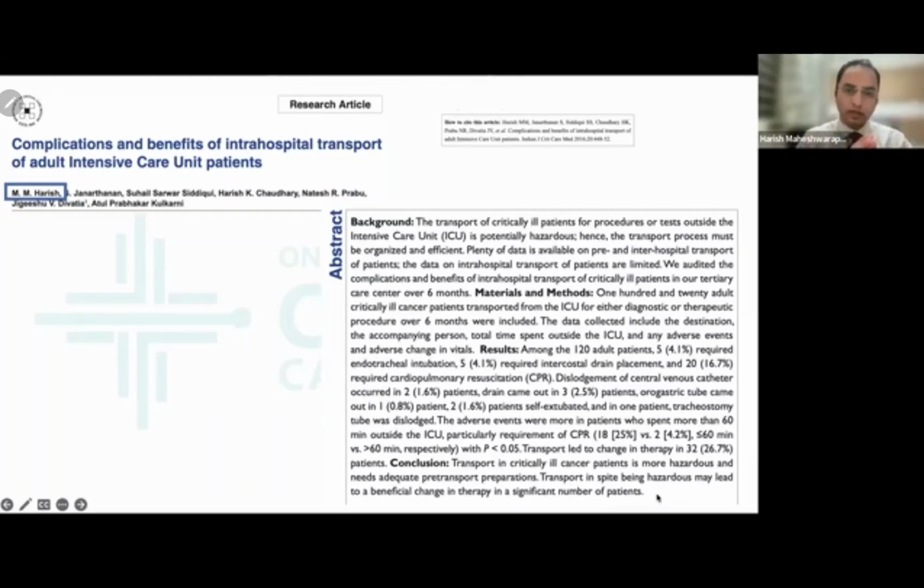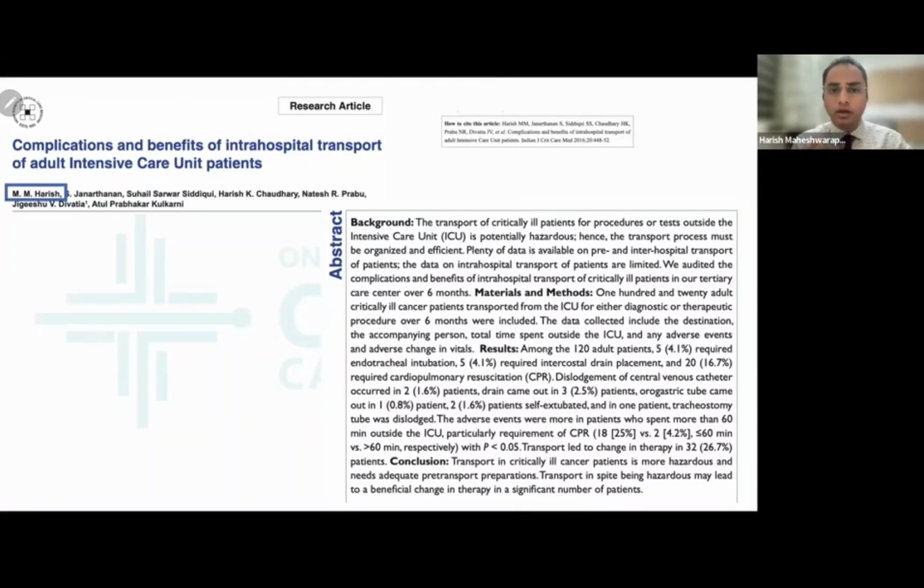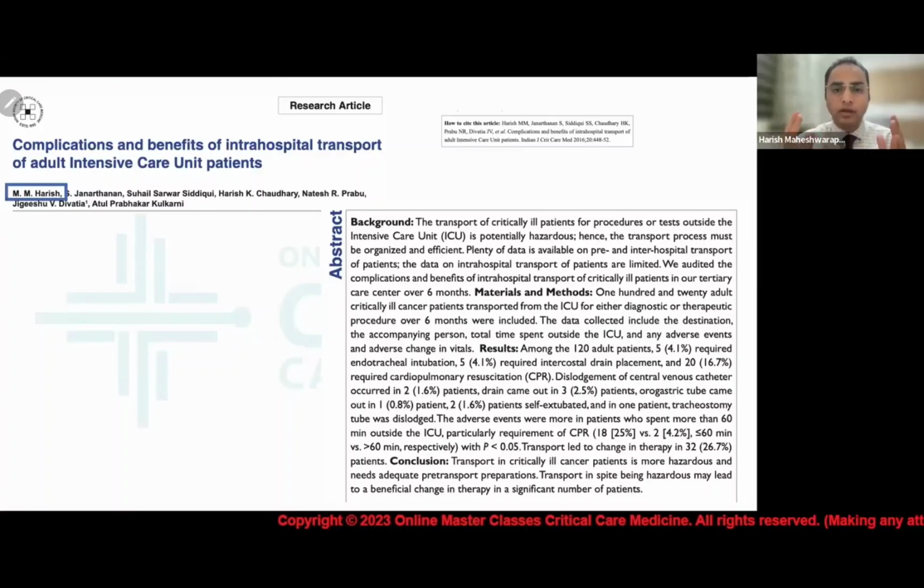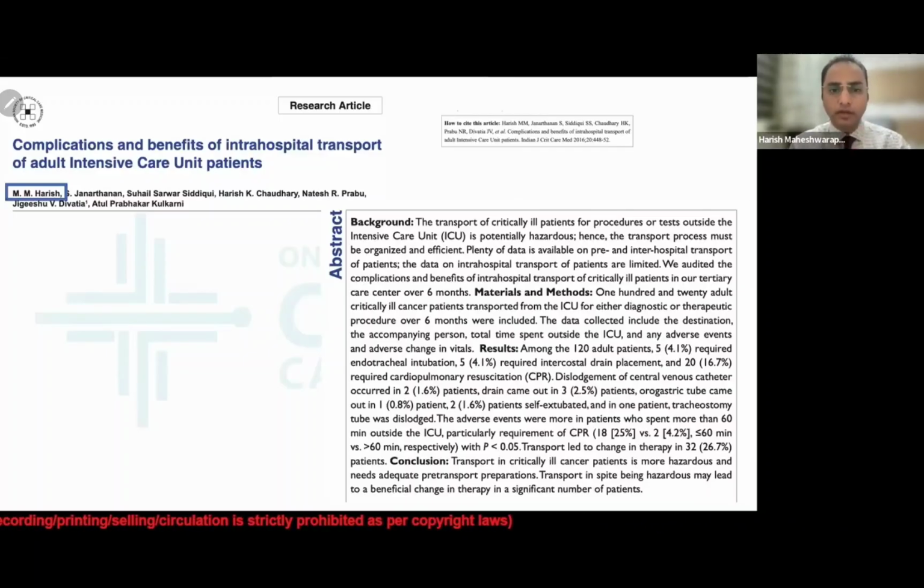Transport, in spite of being hazardous, may lead to a beneficial change in therapy in a significant number of patients. This study was done in patients with oncological comorbid conditions, maybe hematolymphoid malignancy, solid organ malignancy, and all. The data clearly suggests that transport of a patient intra-hospital, maybe for some procedure, diagnostic modality, or intervention, from ICU to ward, or ICU to operation theater, interventional radiology, or imaging modalities, carries a risk. But with appropriate preparation, we can reduce that risk and have a therapeutic advantage which improves the outcome of the patient. So preparedness is very, very important.